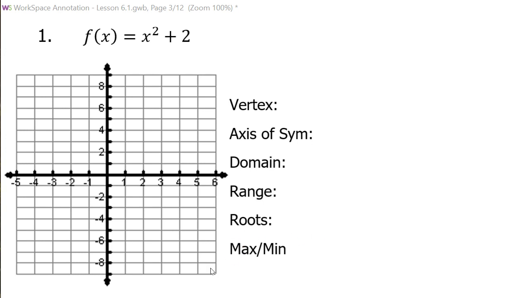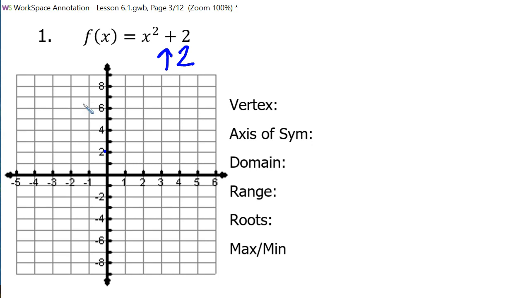Okay, looking at the equation for number 1. What is the plus 2 at the back going to make it do? Up 2. So from the origin, we need to move it up 2. So here's the new vertex. So instead of at the origin, shift it up 2 units.